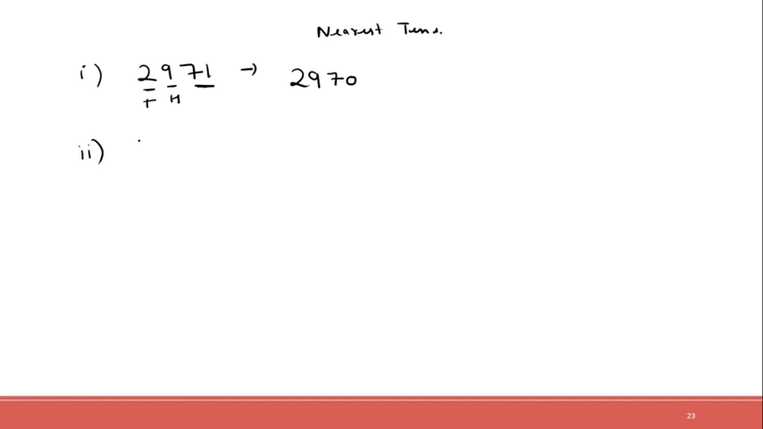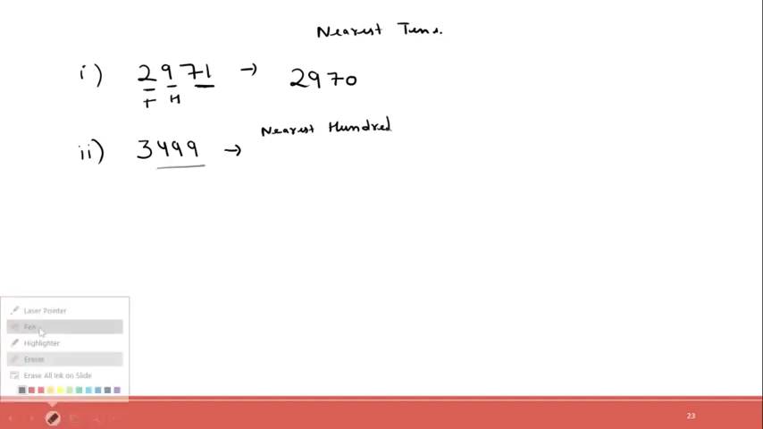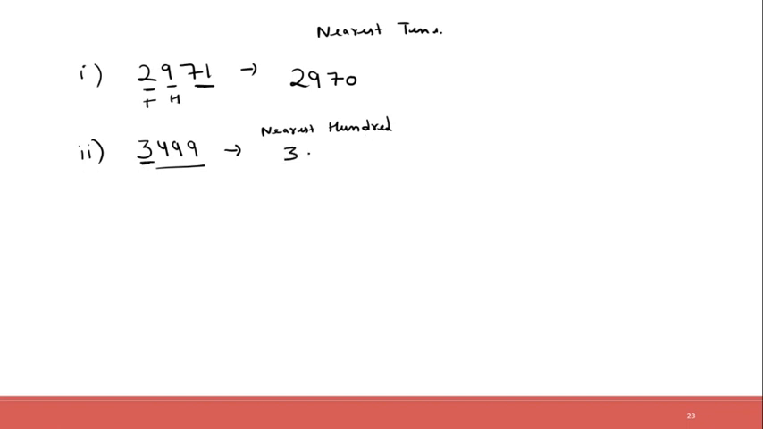Now here I have 3, 4, 9, 9. I want you guys to round it off to the nearest 100. If we want to round it off to the nearest 100, then we will not change this. So 3000 will remain the same, and we'll just round off to the nearest 100. It is nearest to 500, right? 400 and then 500. So we will write 3500 here.